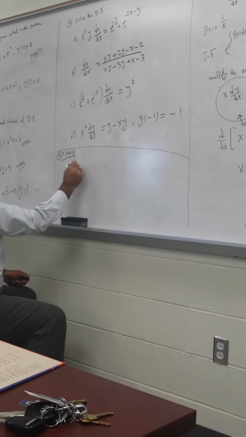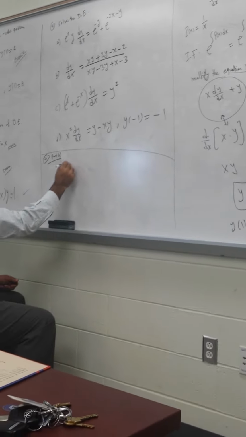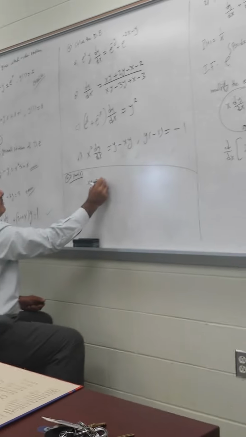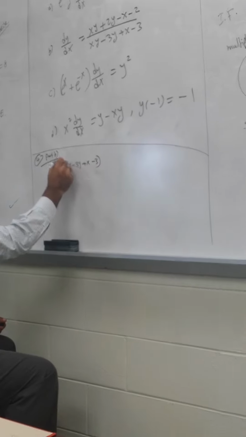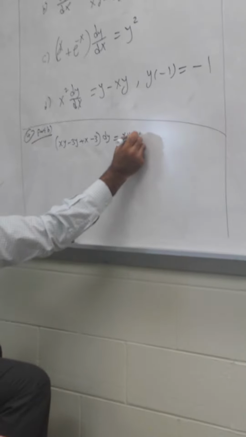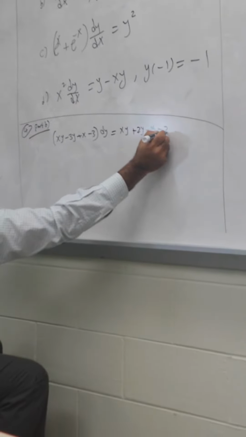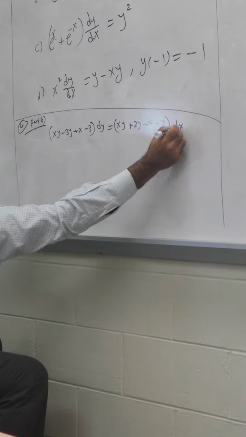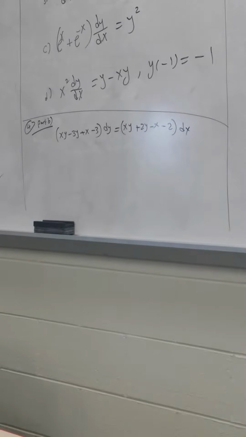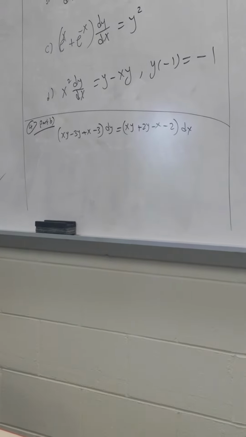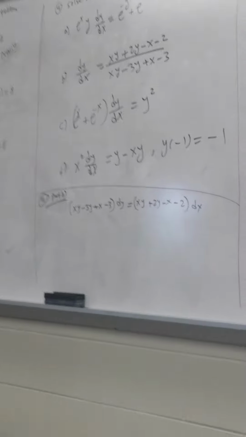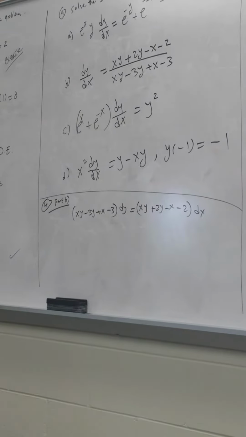do cross multiplication, right? So you have xy minus 3y plus x minus 3 dy equals to xy plus 2y minus x minus 2 dx. So that's the first step. You can do that, right? Separating the fraction by cross multiplication.